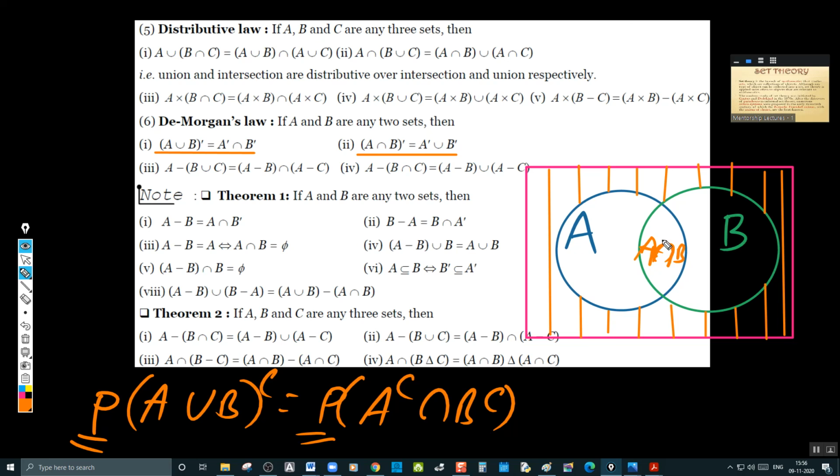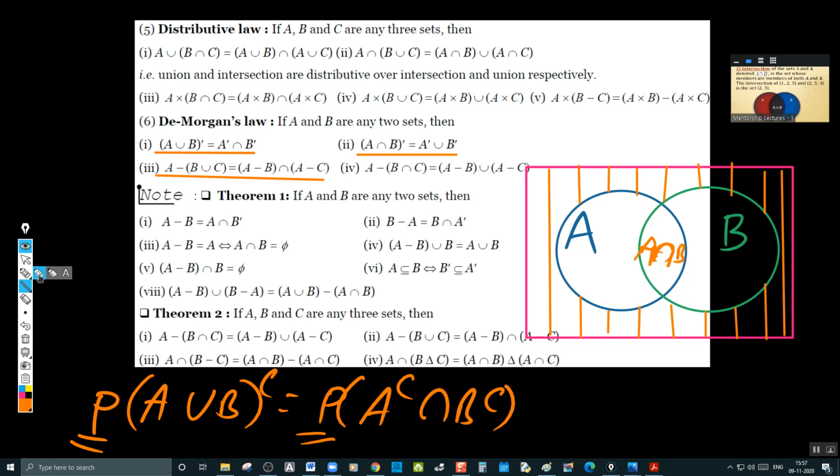So it's nothing but A complement, which means outside, union B complement, outside of B. That means A intersection B will not be there. Similarly, the third formula, A minus (B union C). Distribution, please. A minus B, but union becomes intersection, A minus C.